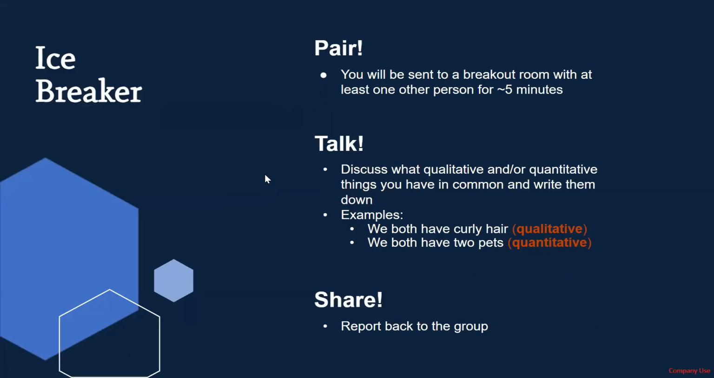So the icebreaker is really simple. We want to go into breakout rooms for a few minutes, and you're going to see if you can find any qualitative or quantitative information that you may have in common, and then you can note them or write them down. For example, if you both have curly hair, that would be an example of qualitative data. Or if you have two pets, that's quantitative data. So just things you have in common to try to get to know each other a little bit. And then when we come back together, we can share a little bit about what we learned with each other.